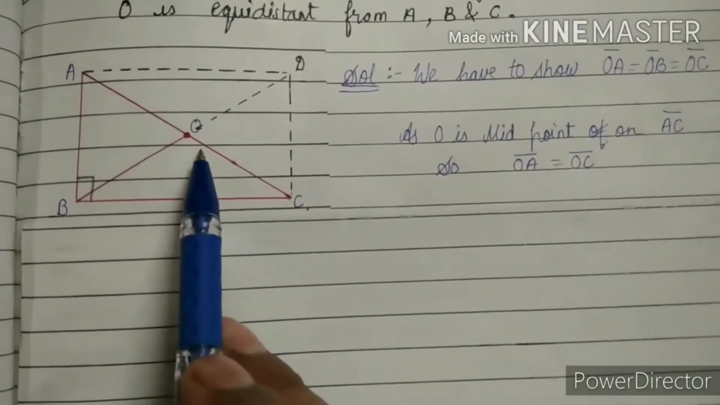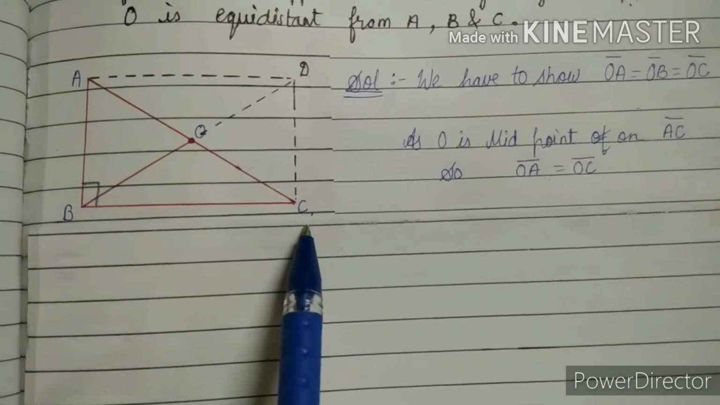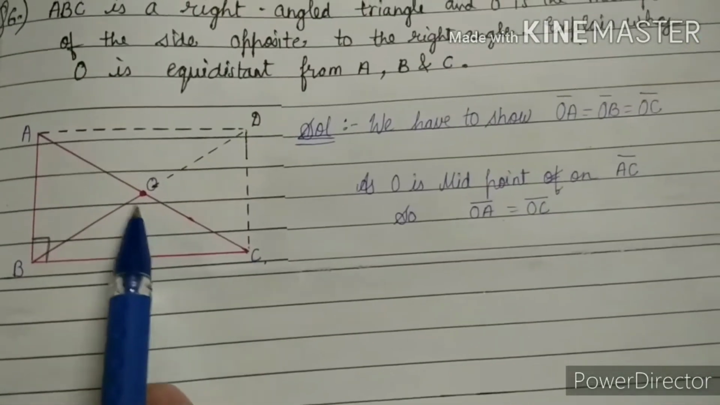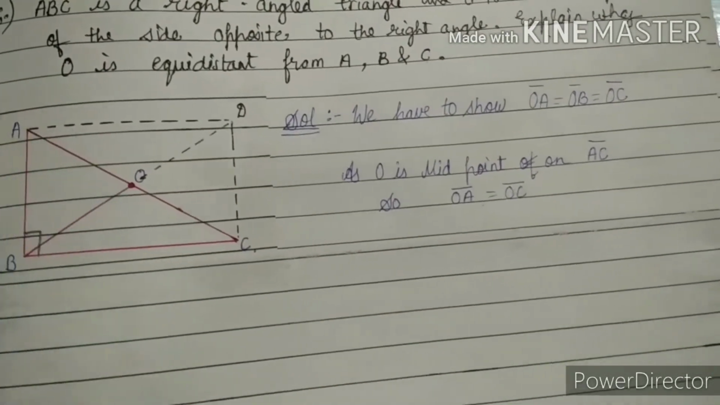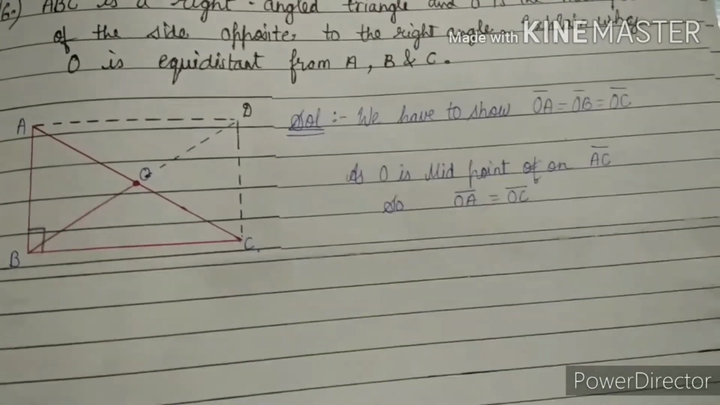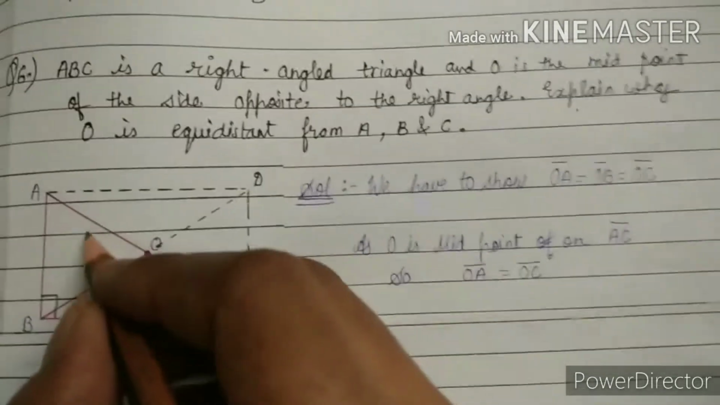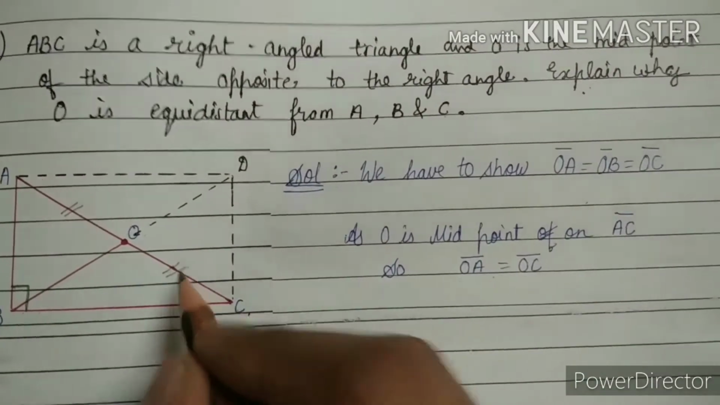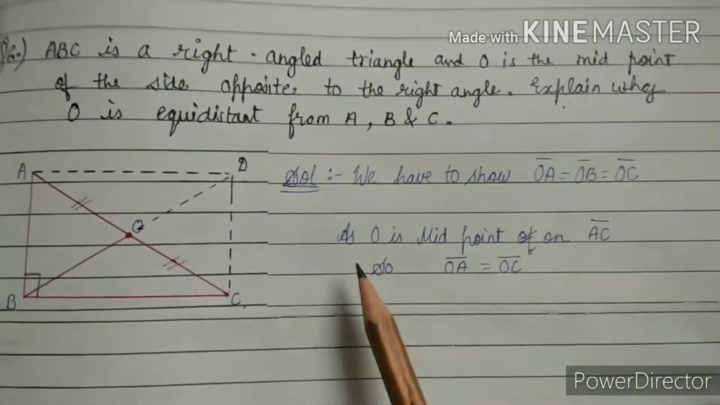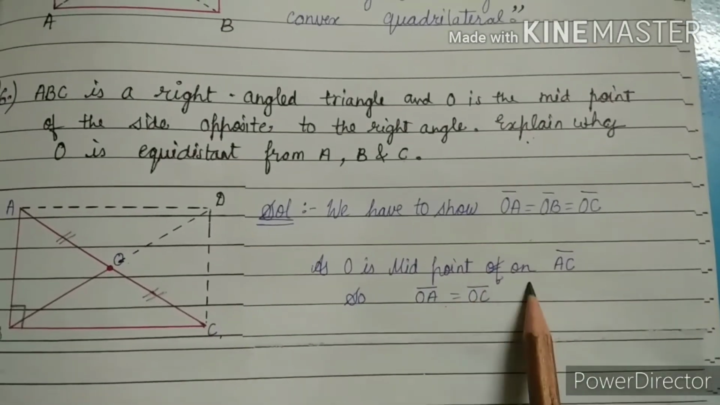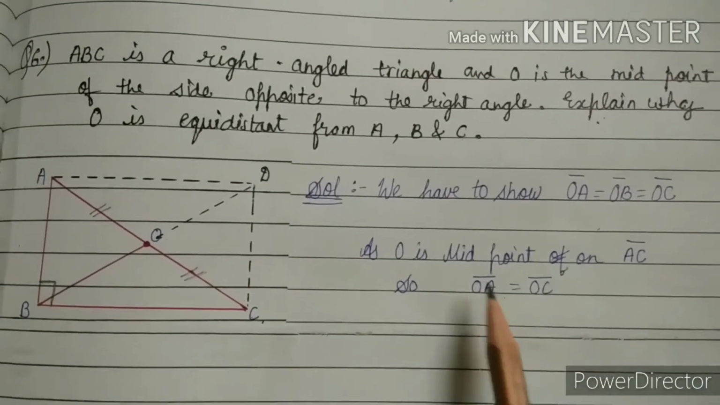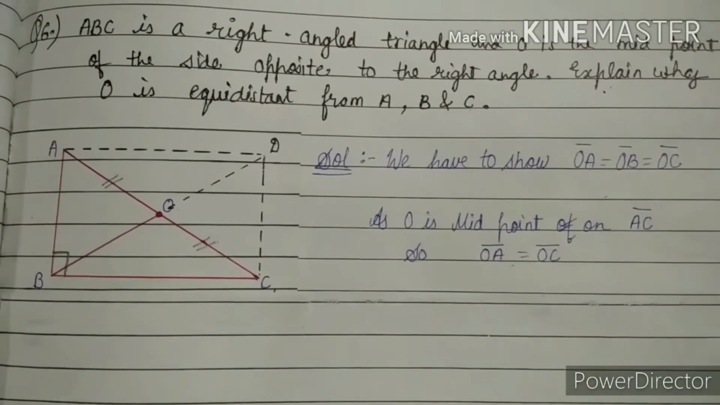It means O is dividing AC into two sections and O is the midpoint. It means O separates AC into two equal sections. That's why we can say OA is equal to OC. The same thing I already did here, as O is the midpoint on AC. So OA is equal to OC.